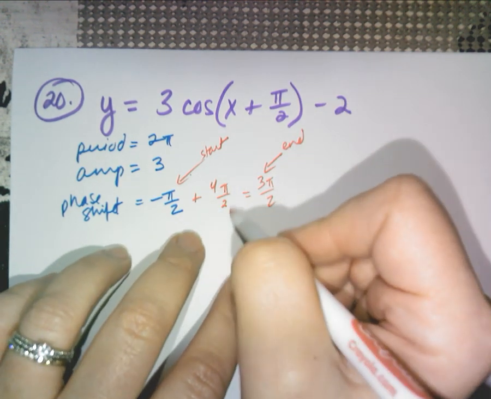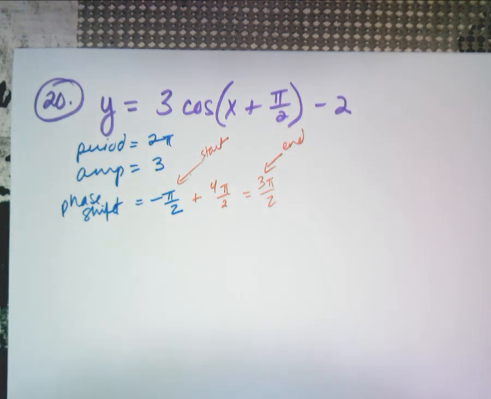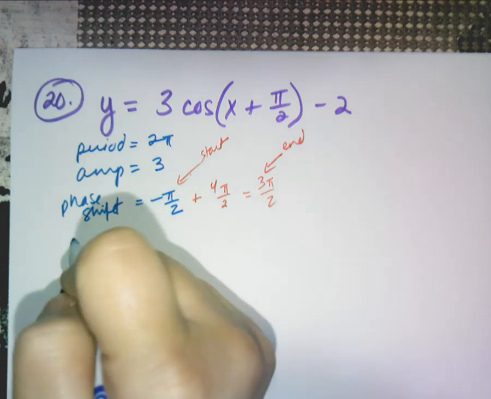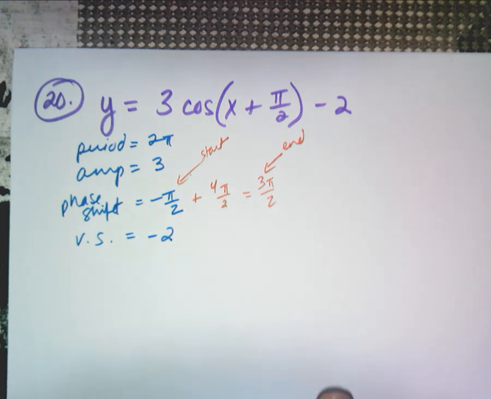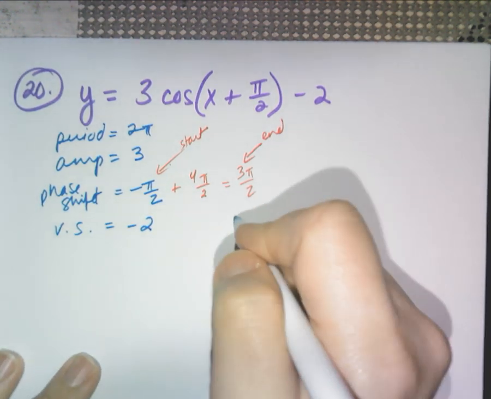Mrs. Seta, why are you adding this? Because I need one full cycle, and 4 pi divided by 2 is 2 pi. One full cycle of cosine is 2 pi, one full cycle of sine is 2 pi, okay? We're just starting somewhere different, that's all. And then what else do I have? There's no reflection, right? Vertical shift, where's that? Negative 2. All right, so let's graph this and then we will be done.